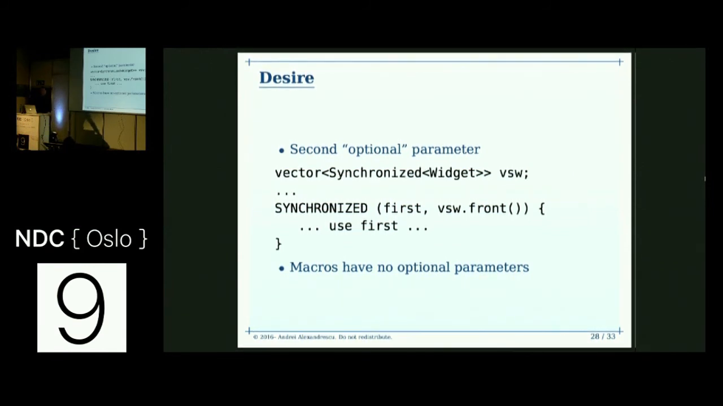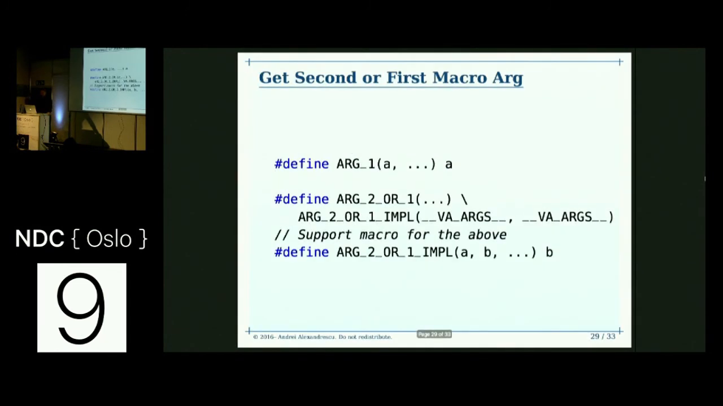Do you think it's doable? No, honestly, because I thought it's not doable for a long time. And then, I don't know, one day I had the divine inspiration, so I did it. So here's how it works. I'll start innocently. Define arg1 of A and any other number of parameters. That gives me the first argument of any number of arguments.